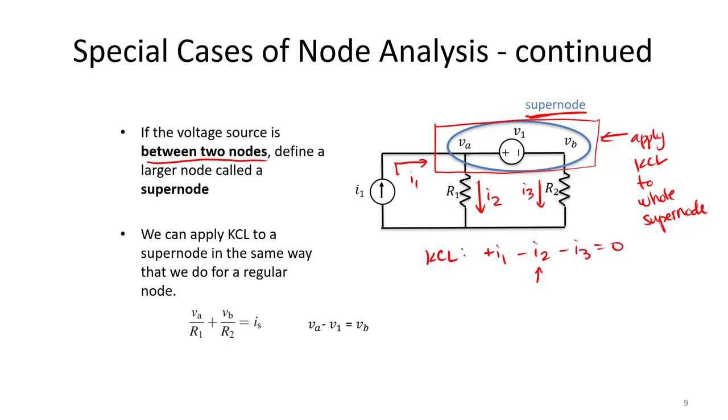And notice I can write I2 as VA over R1, I3 as VB over R2. From the supernode, I can also determine a second equation that VA minus V1 equals VB. Again, that's because VA is sitting V1 volts higher than VB.